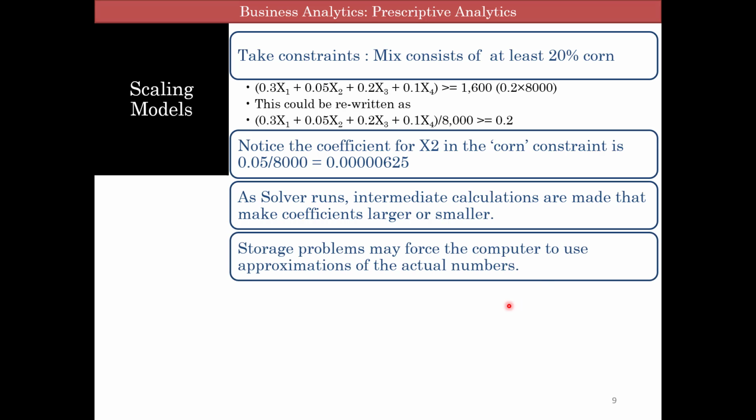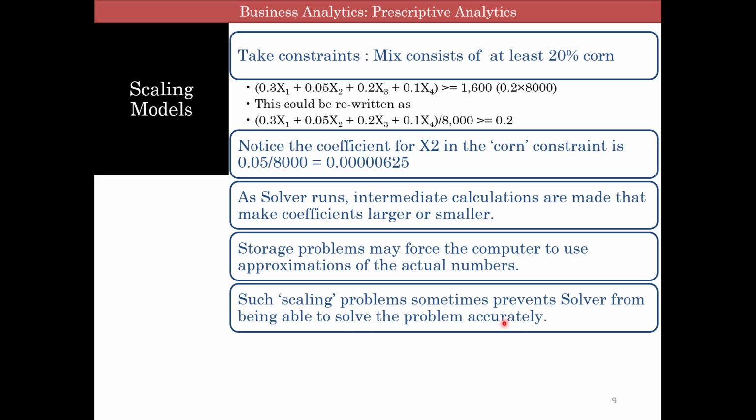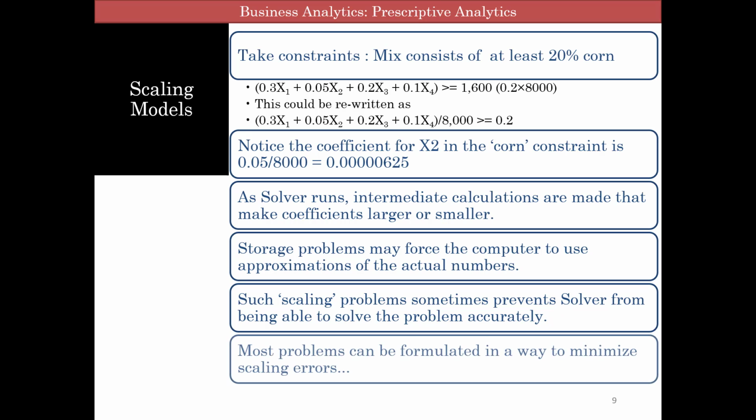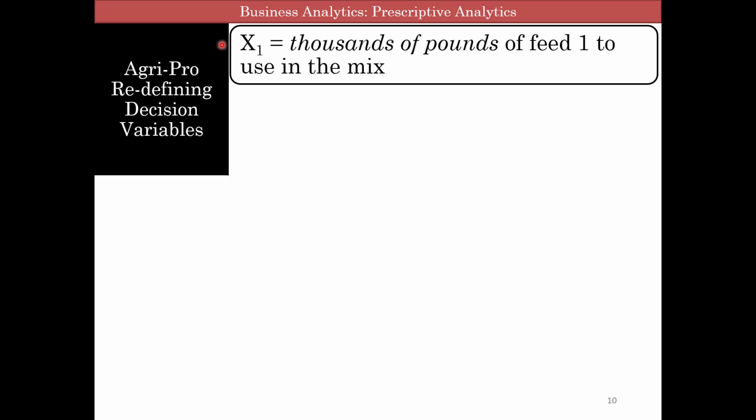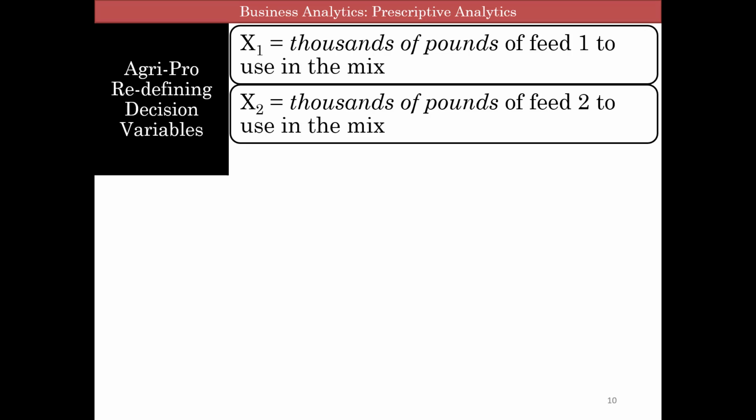So when Solver is dealing with these very, very small numbers or large numbers, it's extremely inefficient for it. Storage problems may force the computer to actually use approximations, and such scaling problems sometimes prevent Solver from being able to solve the problem accurately. So most problems can be reformulated or managed to minimize scaling effort. And the way we do it is to change the units. So instead of X1 saying pounds of feed to use, we use thousands of pounds.